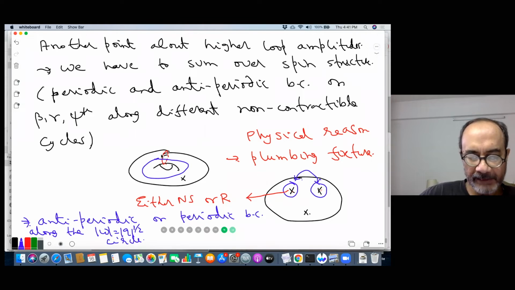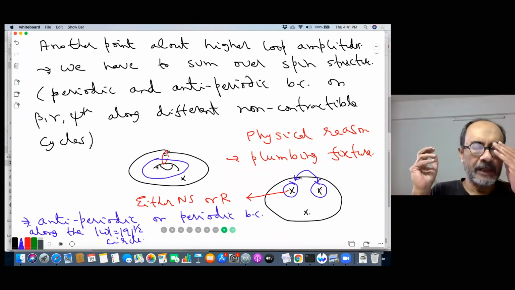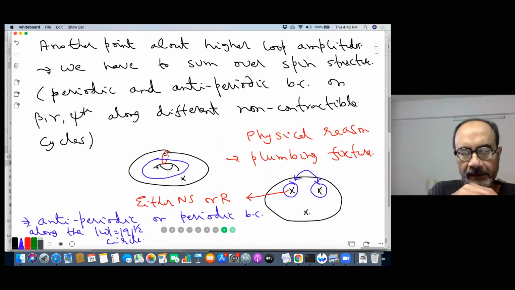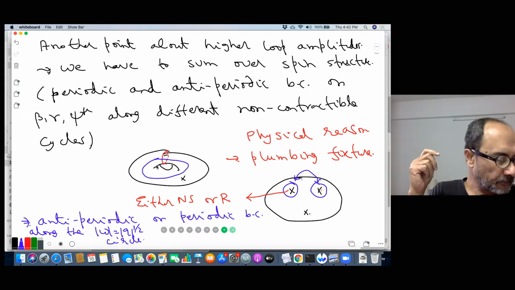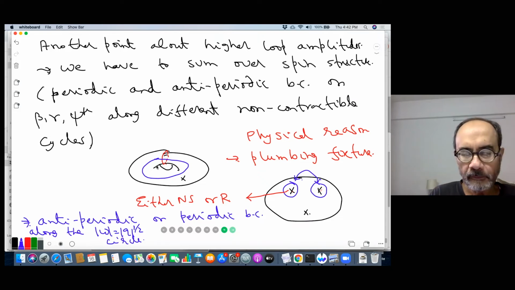And similar justification can be given for this. So the fact that you have to sum over spin structure is not unrelated to the fact that you have both Ramond and Neveu-Schwarz states. The fact that in a propagator you can have both Ramond sector propagating and Neveu-Schwarz sector propagating reflects itself in the fact that you have to sum over all possible boundary conditions. Is this clear?